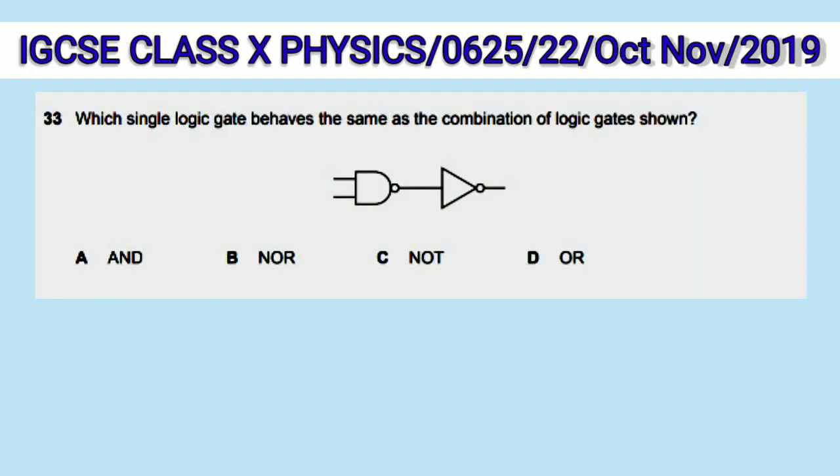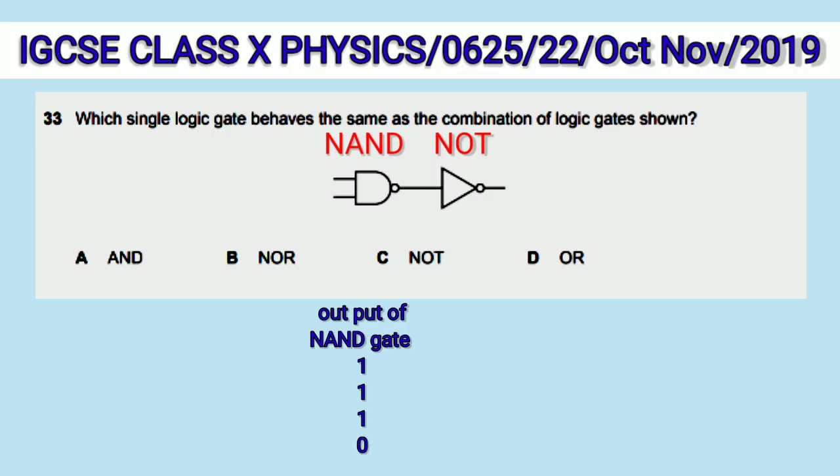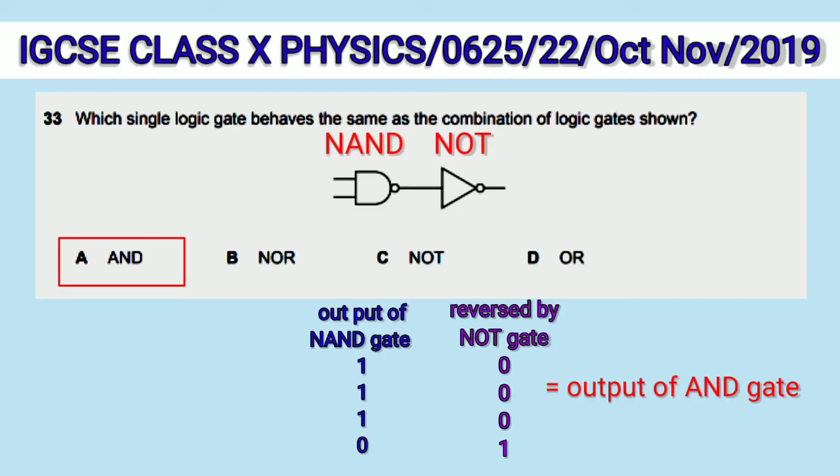Question 33. Which logic gate behaves the same as the combination of logic gates shown? The combination of logic gates shown here is that of NAND and NOT gate. Output of NAND gate is 1 1 1 0, and if NOT gate reverses it, output will be 0 0 0 1, which is the output of AND gate. So correct answer is option A, AND gate.